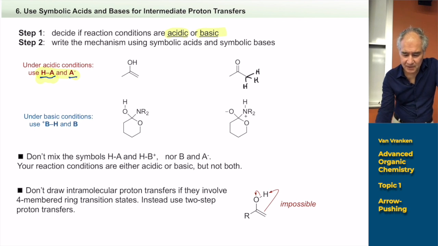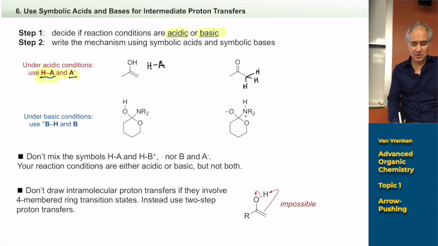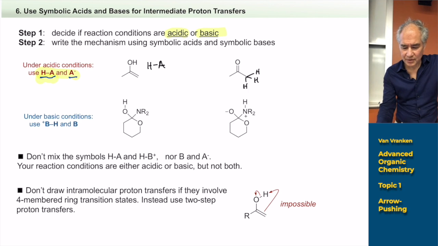And that turns out to be the first step under acidic conditions. So let's go ahead and draw out our symbolic acid here, HA. Again, we don't care what's transferring the proton. We just know we need to put a proton on this enol carbon. And let's go ahead and draw out the arrow pushing here.